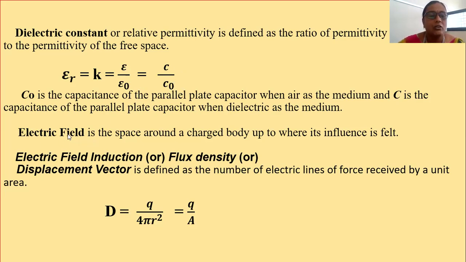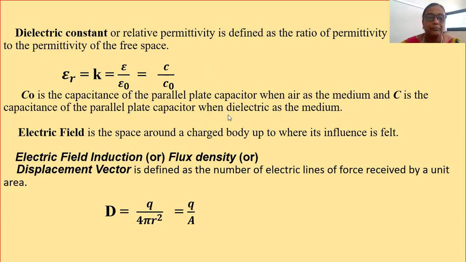Next, electric field. What is electric field? It is the space around a charged body up to where its influence is felt. That is, if there is a charge Q, then around the charge Q there will be some force. The region surrounded by the charge where its force exists is known as your electric field. It is a space around a charged body, whether it is a positive charge or a negative charge.